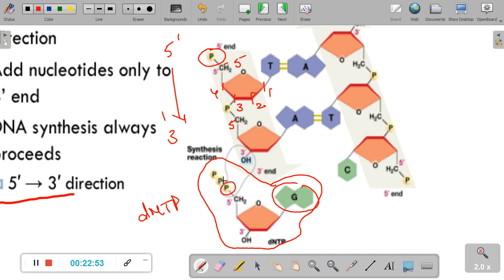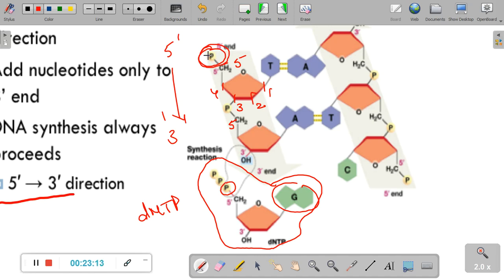Now this dNTP, where does it join? The phosphate is always bound to the 3' hydroxyl group. See, the phosphate cannot be added here because a phosphate is already there. The 5' end already has a phosphate. Can we add this phosphate here?